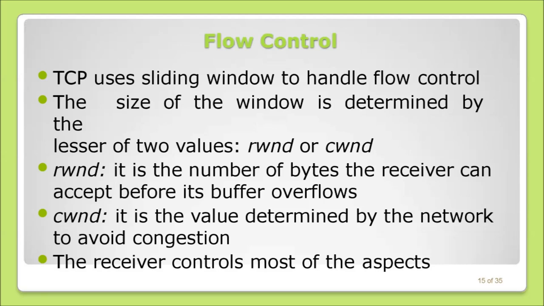Next point, CWND. It's the value determined by the network to avoid congestion. In the previous lectures we have discussed congestion. Congestion is basically network overflow. When the network is overflowed, we can say the network is congested. So we should control this problem or this issue. Last point, the receiver controls most of the aspects. Normally, flow control or congestion control is deployed on the receiving side or destination side.